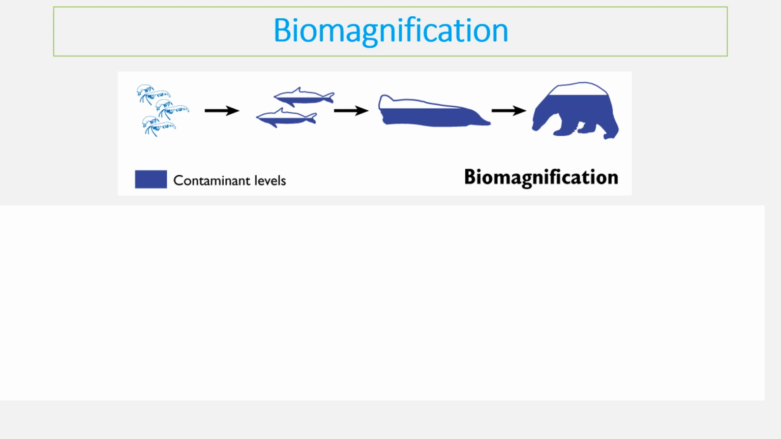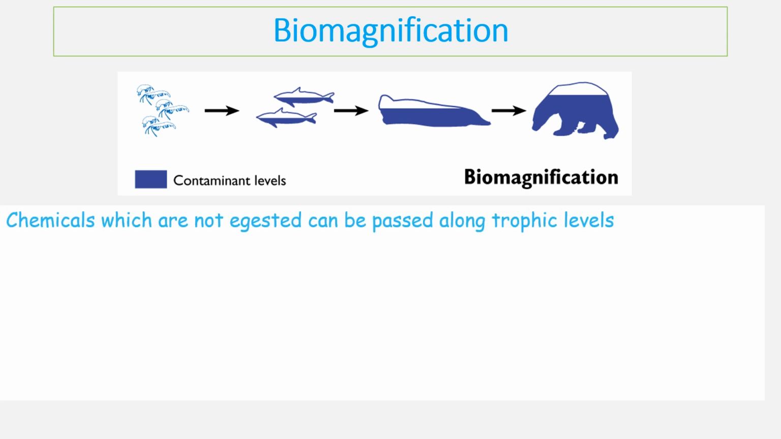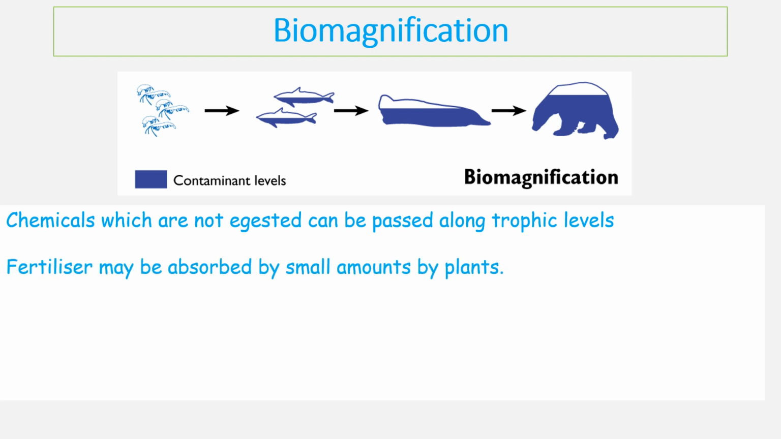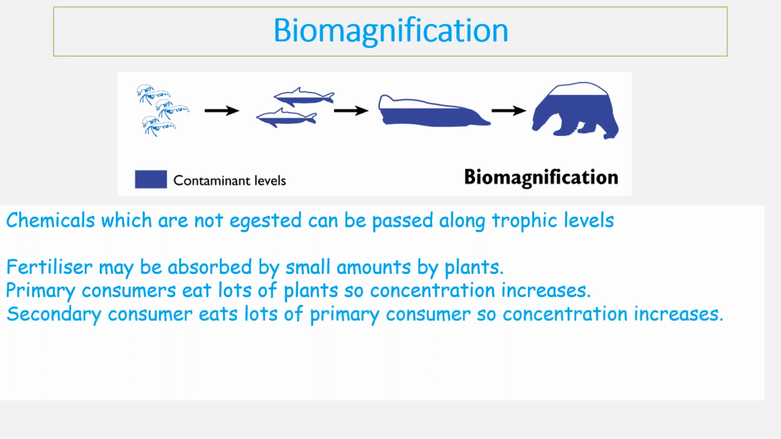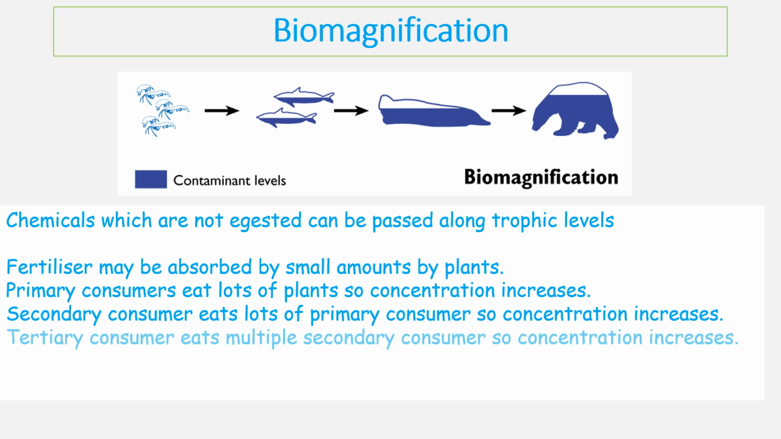So at each step in the food chain, the contaminant is magnified because each step in the food chain eats more of the previous step, or each trophic level. So the chemicals, again, are not being broken down and are passed along the trophic levels. The fertilizer, for example, may be absorbed in small amounts by the plant, but then the primary consumers eat lots of plants because they need to get all that energy, so the concentration increases. The secondary consumers then eat lots of primary consumers, so the concentration increases again.